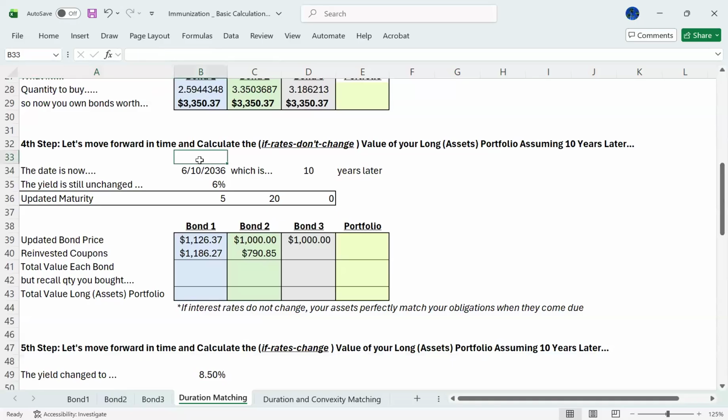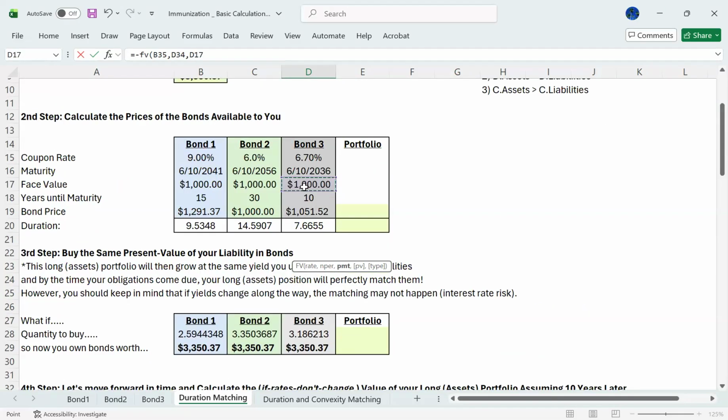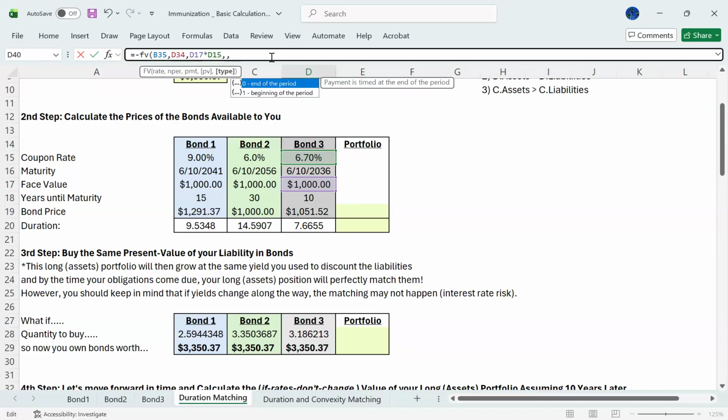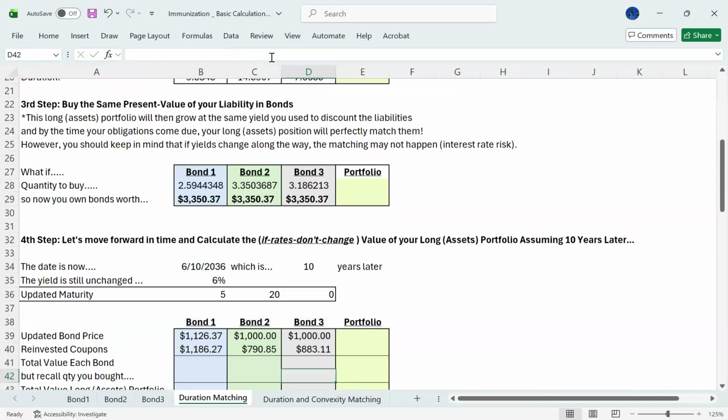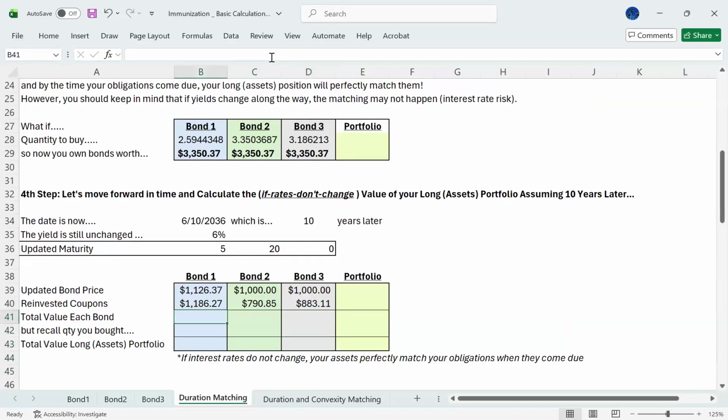Now it's 2036. So I also have some amount of money in that account. Rate is 6%. Number of periods is 10 years. And then the payments for bond 3 are 1,000 times 6.7%, $67. And then the PV, I'm focusing on the coupon, so I'm not indicating anything there. And then 0. Perfect.